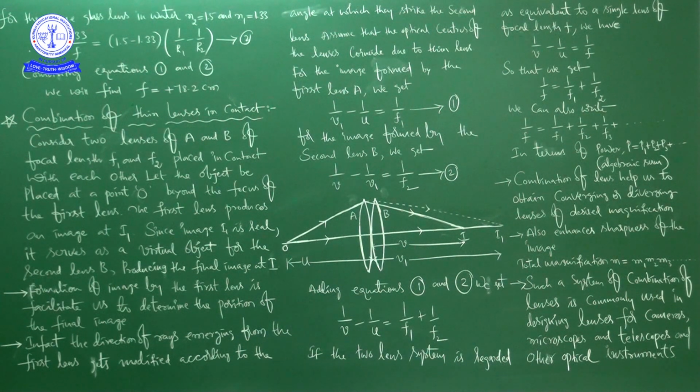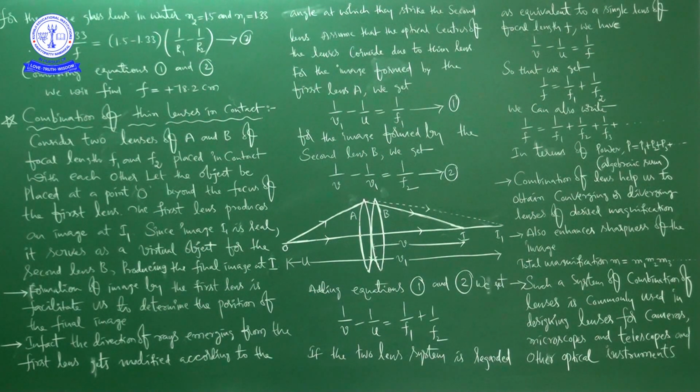Okay, right. Assume that the optical centers of the lenses coincide due to thin lenses, because here we consider thin lenses, that's why, because the thickness is very small. So you can assume that the optic centers of both the lenses coincide with each other. Then you can go for the derivation step by step, right?